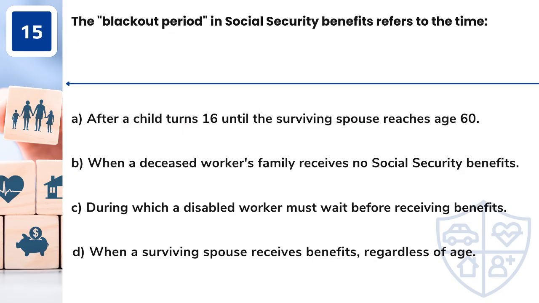Question 15. The blackout period in Social Security benefits refers to the time A. After a child turns 16 until the surviving spouse reaches age 60. B. When a deceased worker's family receives no Social Security benefits. C. During which a disabled worker must wait before receiving benefits. D. When a surviving spouse receives benefits, regardless of age.